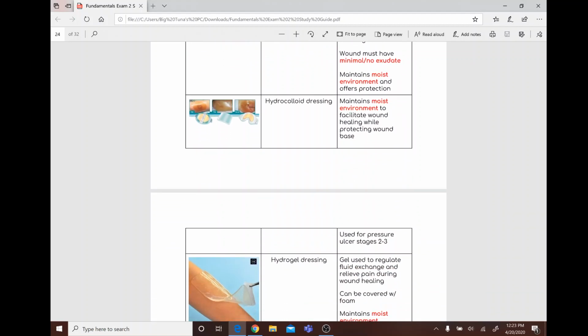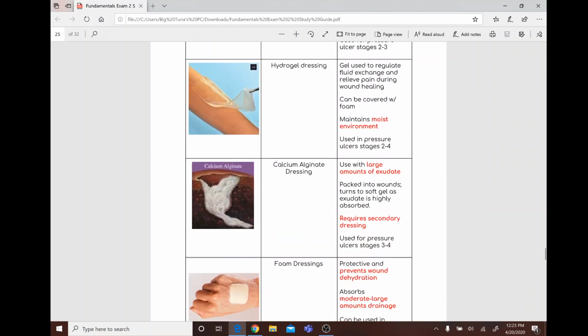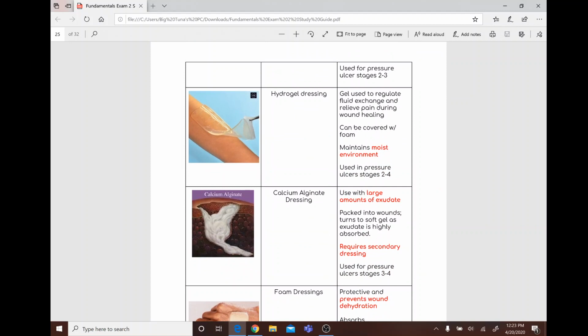Tell me about hydrocolloid dressing. Maintains moist environment to facilitate wound healing while protecting wound base. Used for pressure ulcer stage 2 to 3. Tell me about hydrogel dressing. Gel used to regulate fluid exchange and relieve pain during wound healing. Can be covered with foam. Maintains moist environment. Used in pressure ulcer stages 2 to 3.